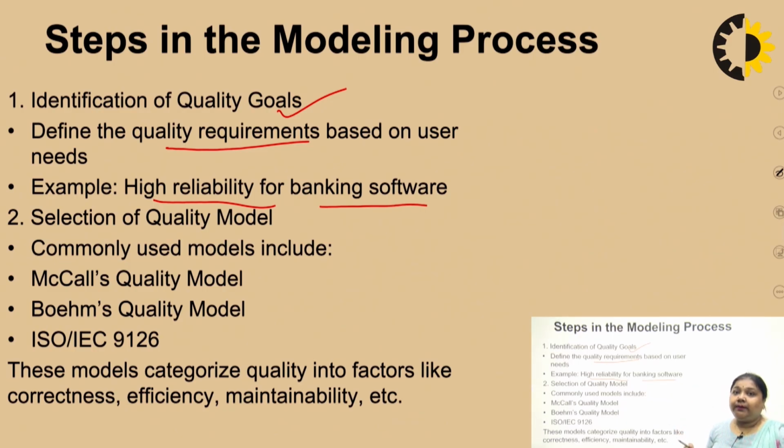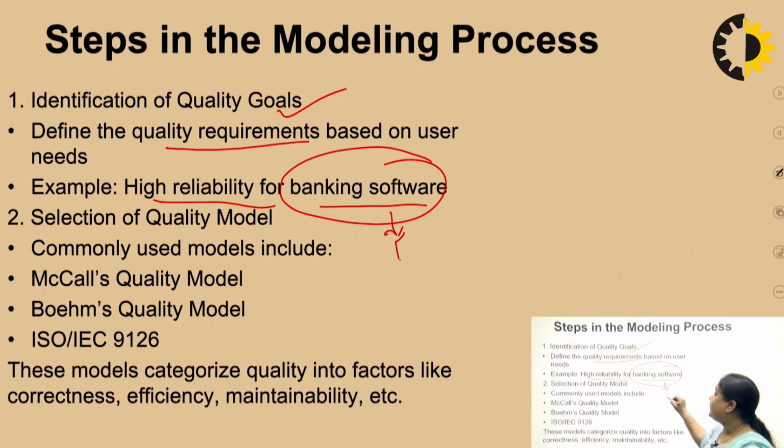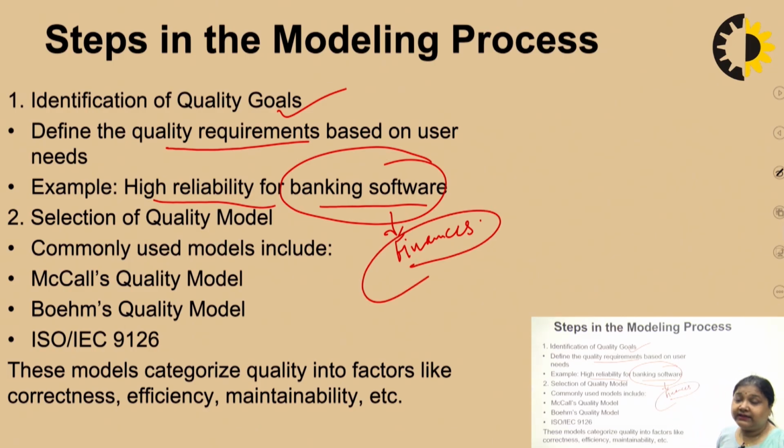When we are talking about banking software, reliability is crucial because finances and money transactions are involved. This is a very crucial matter for the banking person or for the customer. So for this type of software, reliability is a major requirement from the perspective of both sides, the client side and the developer side. So the identification of quality goals is a very important part.